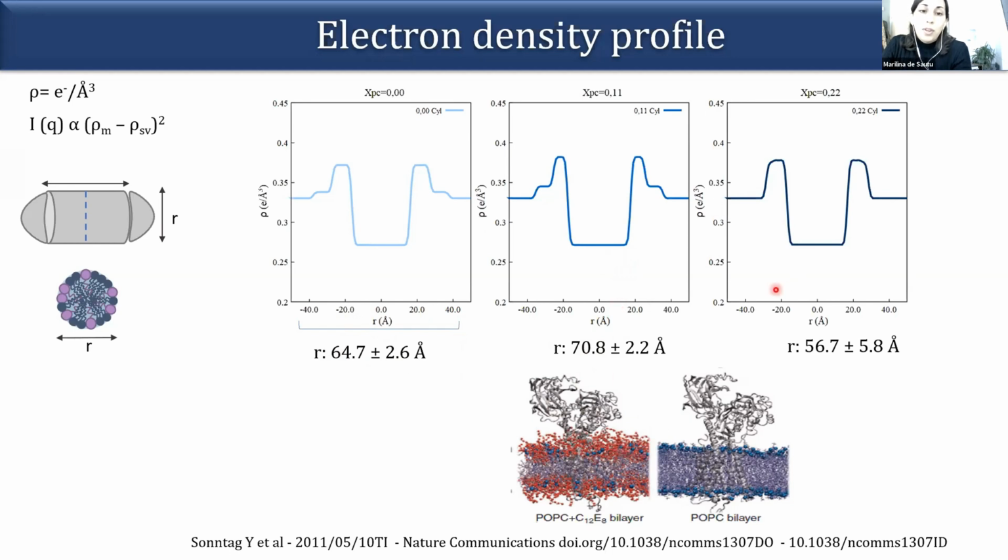And then when we increase the molar fraction, the electron density of the polar heads is more homogeneous and the thickness decreases. And in this condition, the protein is reaching the maximum of the activity.